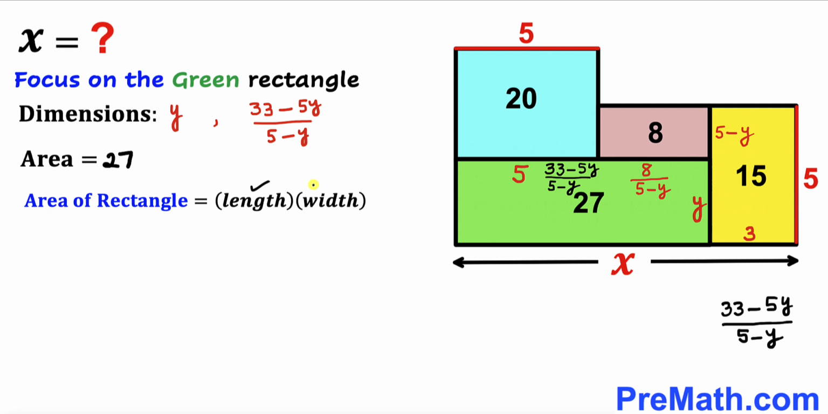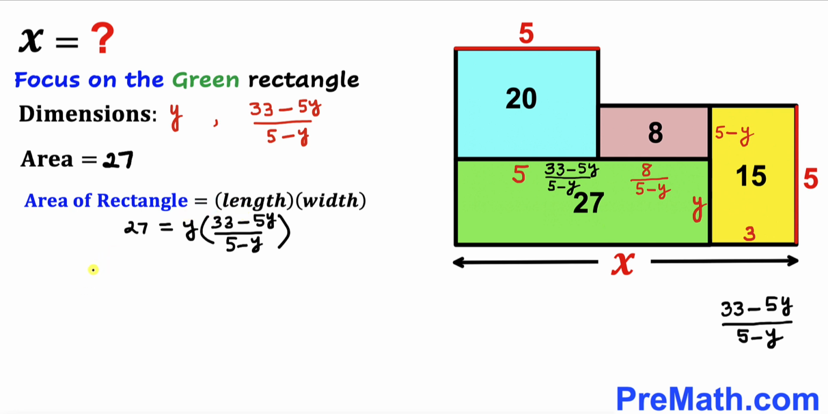Area equals length times width. So let's go ahead and fill in the blanks in this formula. Our area is 27 equals y times this whole thing. I'm going to write down (33 minus 5y) divided by (5 minus y). And now we are going to distribute this y on the numerator.